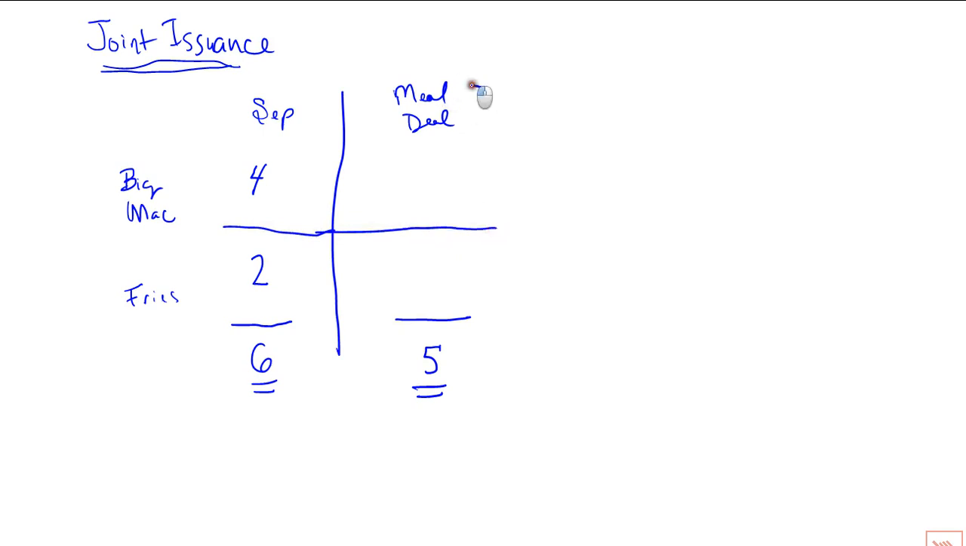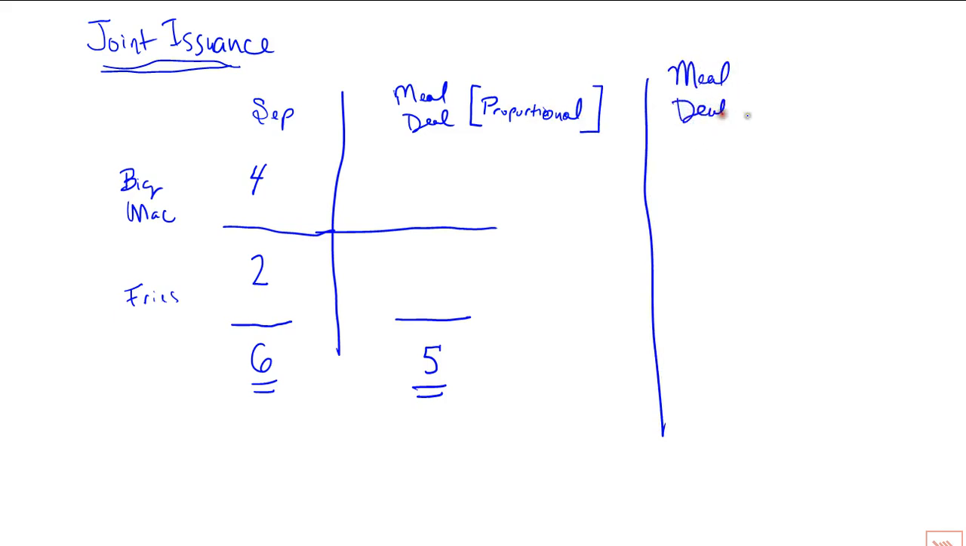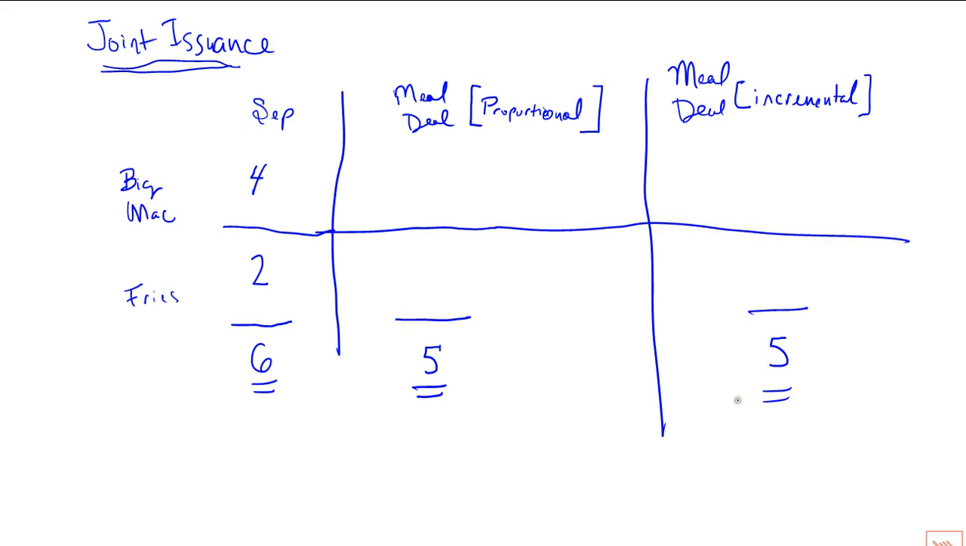Well, there's two ways to do it. One is proportional, and the other way is incremental. And if you thought for a little bit, you might come up with these. This isn't too tricky. So what are we going to do? We're going to say, well, these are still going to be $5 total. But the question is, you're the accountant, how much goes to the Big Mac? How much goes to the fries?